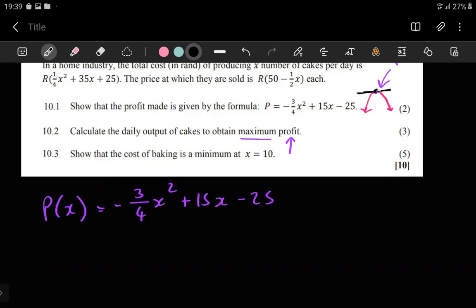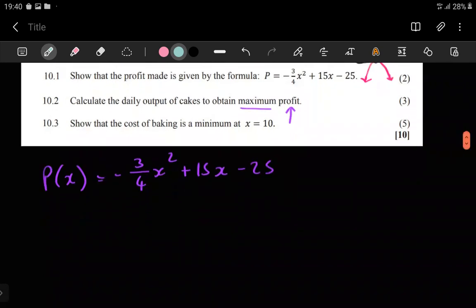Because wherever the gradient is 0, that's where we have the maximum value. So that's why we make the first derivative equal to 0, because we're saying, if the gradient is 0, where do we find that x value? The x value where the gradient is 0 is going to be the x value where we have the highest profit possible. So let's differentiate once here.